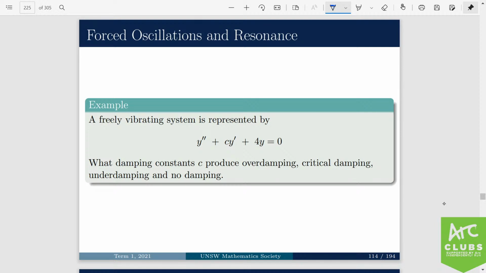Great. So this question here, a freely vibrating system is represented by this ODE. And as you can see here, the number here is not specified. We've just put a constant C. So the question is, what damping constants C produce overdamping, critical damping, underdamping, and no damping? Great.